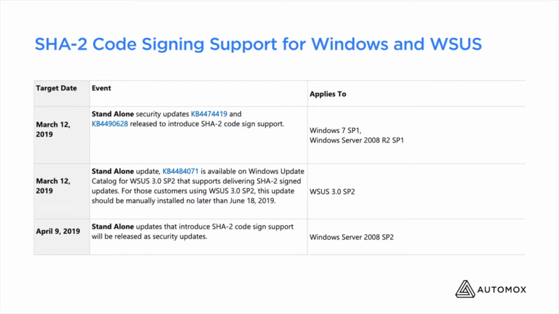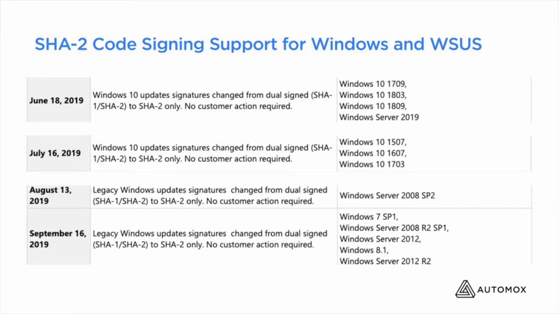On April 9th, they're going to release it for Windows Server 2008 SP2, and that's, again, just the support for the code signing. On June 18th and on, this is when they'll actually start releasing the SHA-2 code. So for things like Windows 10 1709, 1803, 1809, and Windows Server 2019, that'll be released June 18th. That's when they'll be fully supporting SHA-2. And then for the legacy ones, they'll be rolling them out a little later. So it's important that you get those standalone ones first that they're releasing in this Patch Tuesday before those updates can actually be pushed through in later Patch Tuesday releases.